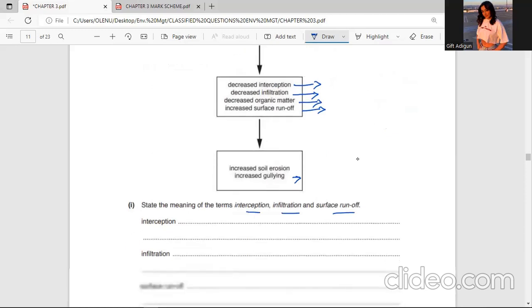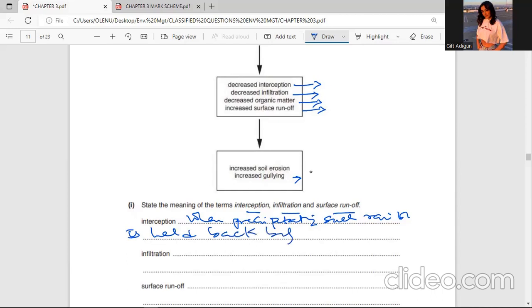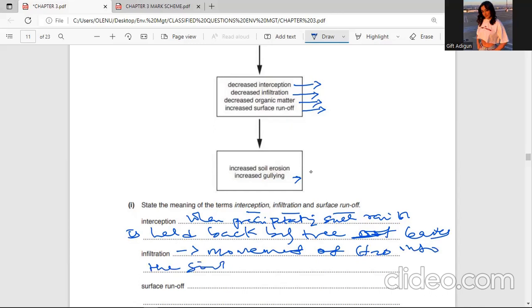Now, state the meaning of the terms interception, infiltration, and surface runoff. Simple. Interception is when precipitation is held back by trees, so they don't have direct contact with the soil. That's it. Infiltration is the movement of water into the soil. Movement of water, H2O, into the soil. Surface runoff is the flow of water on the surface.